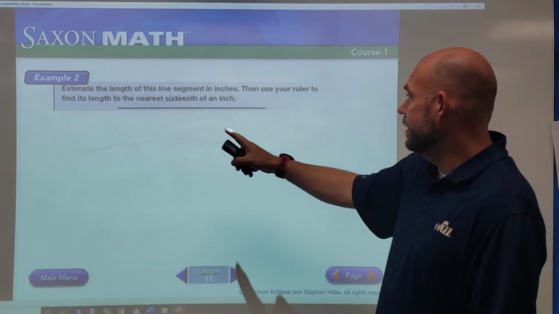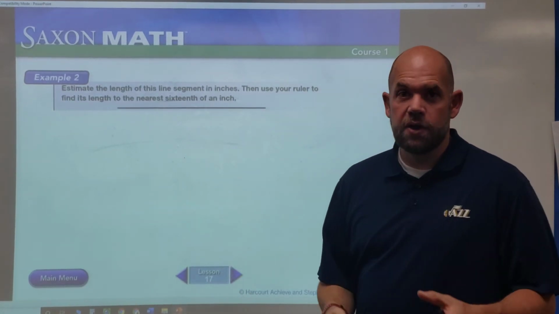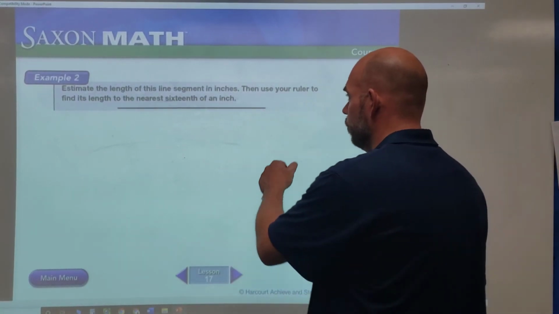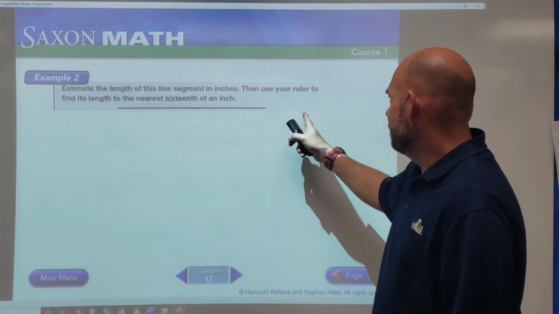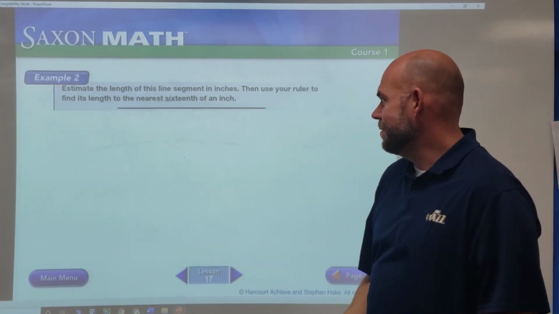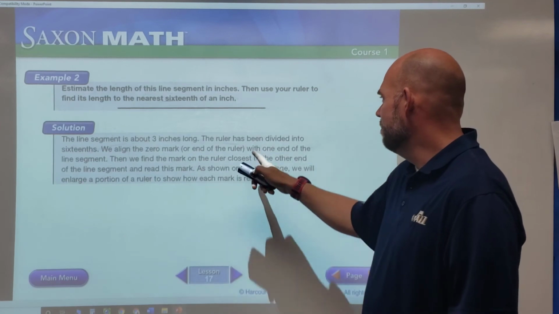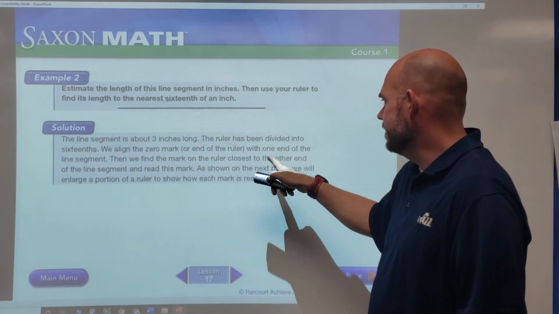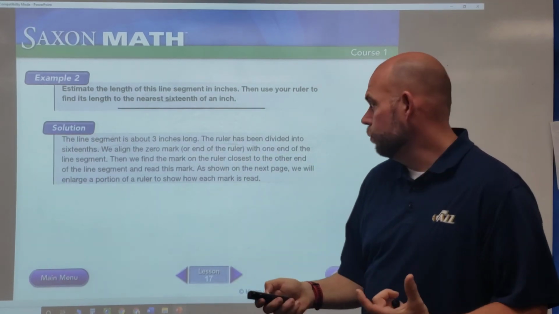Now, estimate the length of this line in inches. In your book, you're going to do that with a ruler. I already did this with a ruler, and it's close to 3 inches, but it has to be divided into 16ths. And so we'll use our ruler for that.